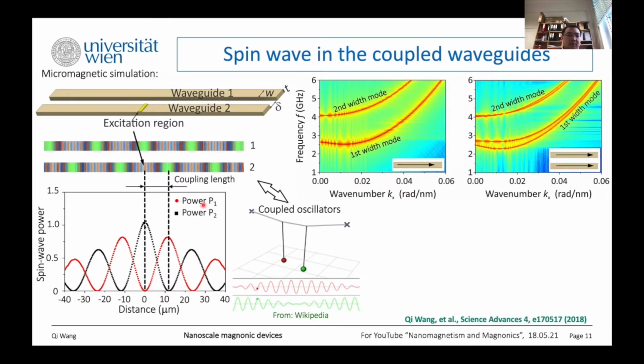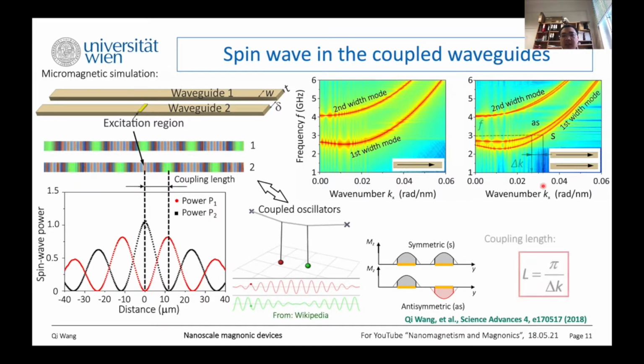In order to understand the physics behind the coupling, we simulate the dispersion curve for a single waveguide here and for coupled waveguides. We found the dispersion curve splits into two modes, which are called symmetry and anti-symmetry modes. Imagine we excite a frequency which simultaneously excites symmetry modes and anti-symmetry modes with different wavelengths. Due to the interference of the different modes, the energy jumps from one waveguide to another waveguide.